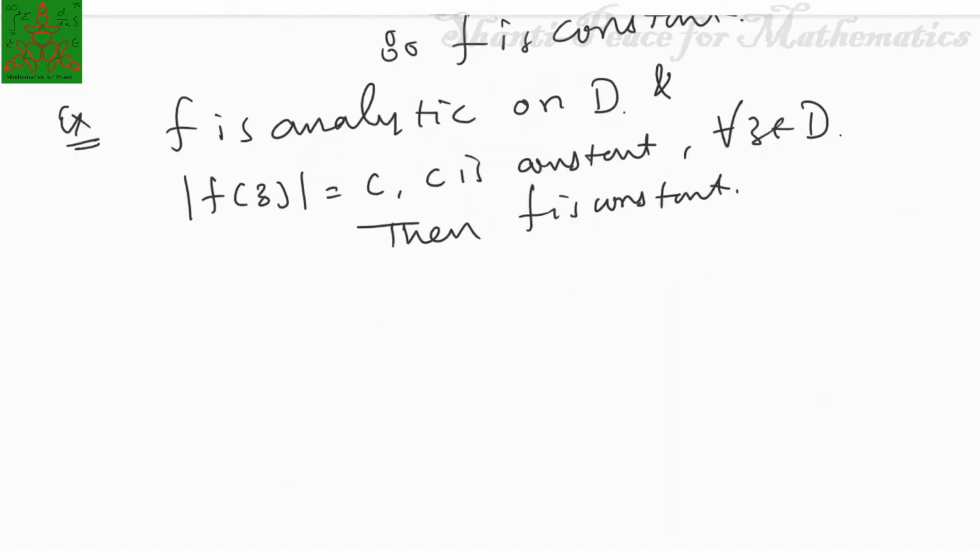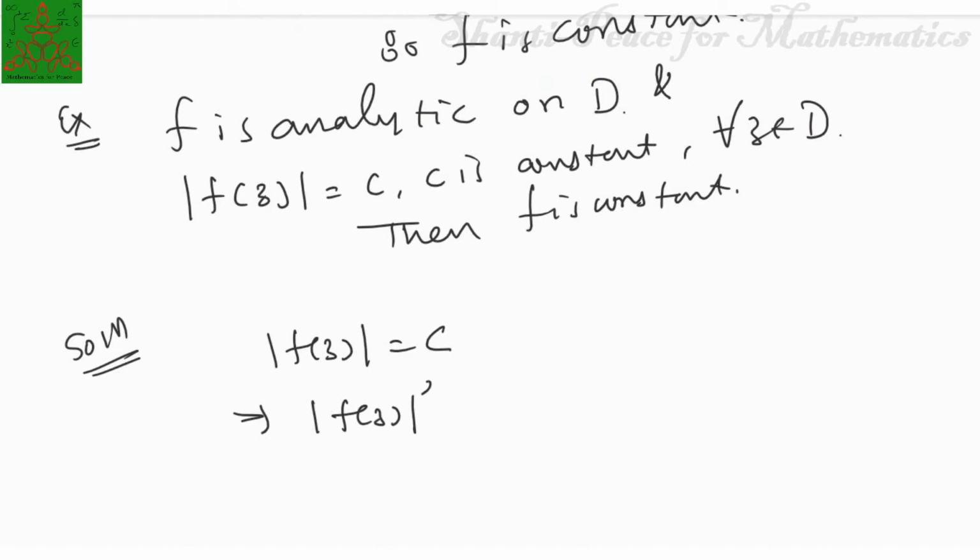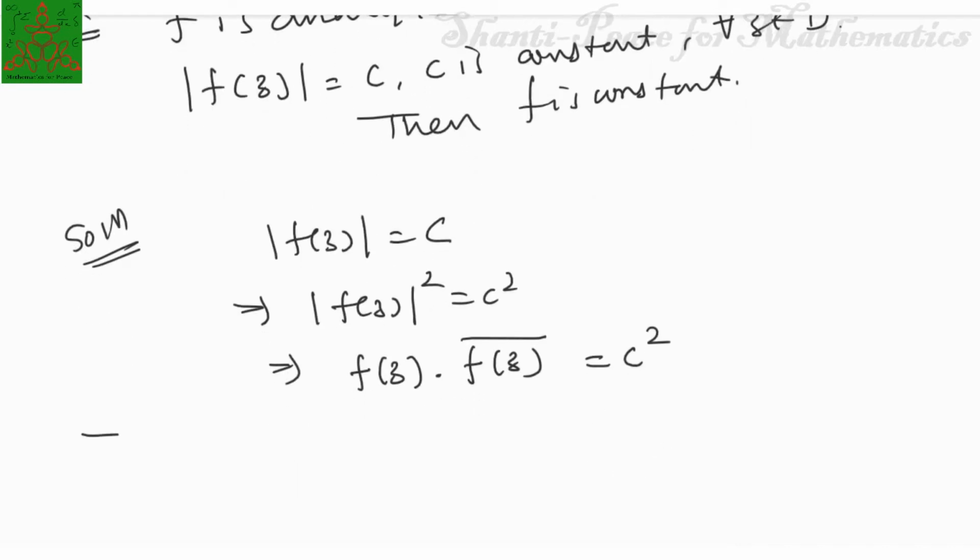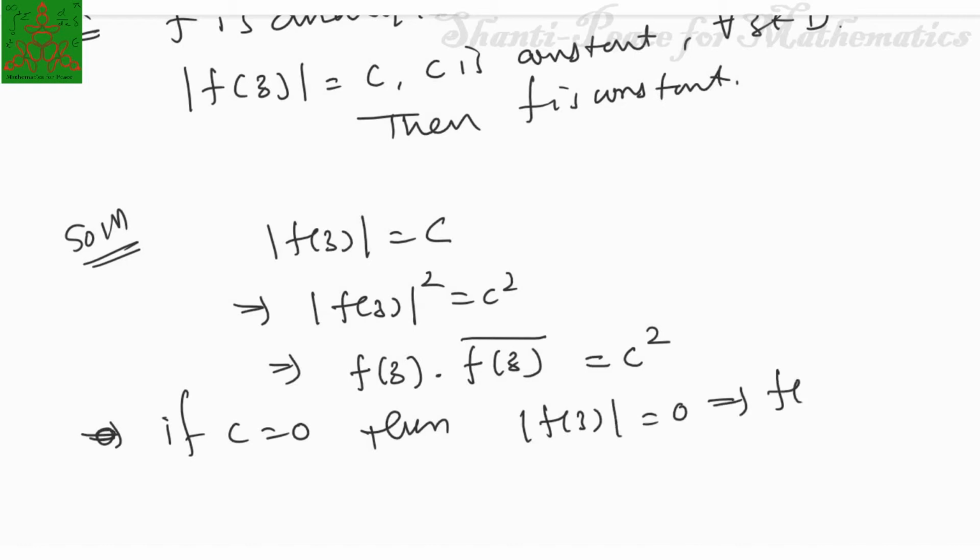To solve this example, we see that mod of f of z is given as c, so that will imply mod of f of z squared is c squared, and mod of f of z squared I can write as f of z into f of z bar, which is equal to c squared. Now there will be two cases. If c is 0, then mod of f of z is 0, that will imply f of z is 0 for every z. So automatically the function is constant, it is the zero function.